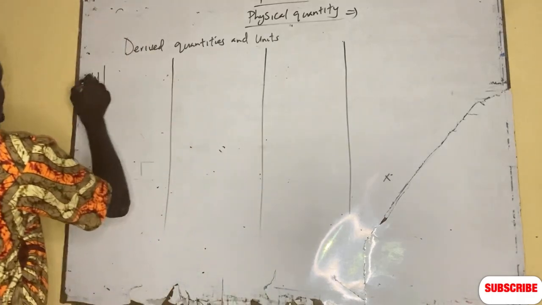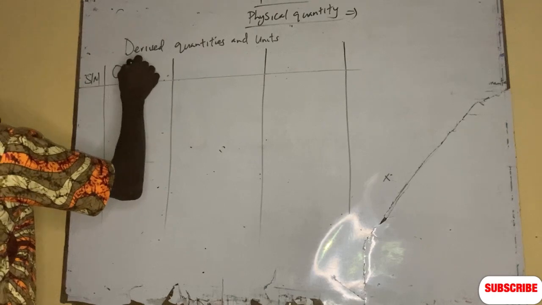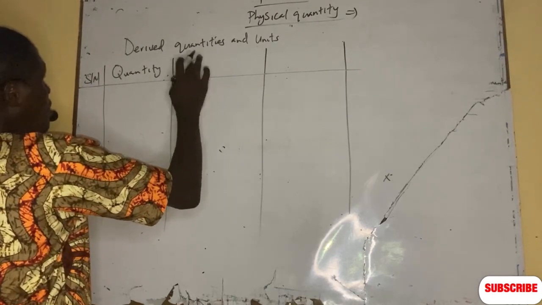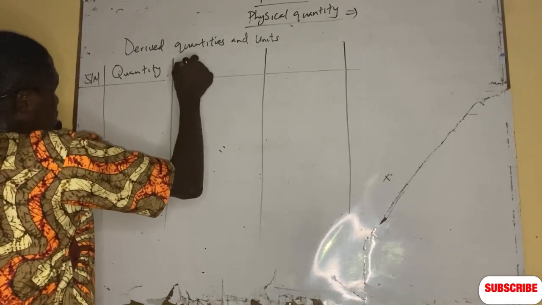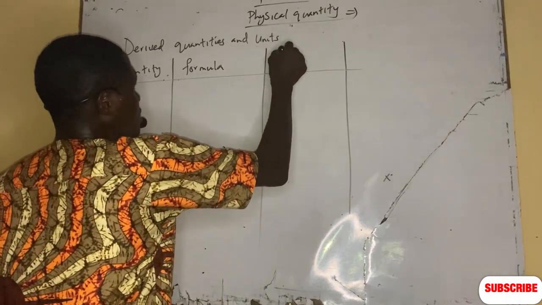So how do we go about that? We have the serial number, the quantity, the formula for the quantity, or the expressions. Then we have the units.